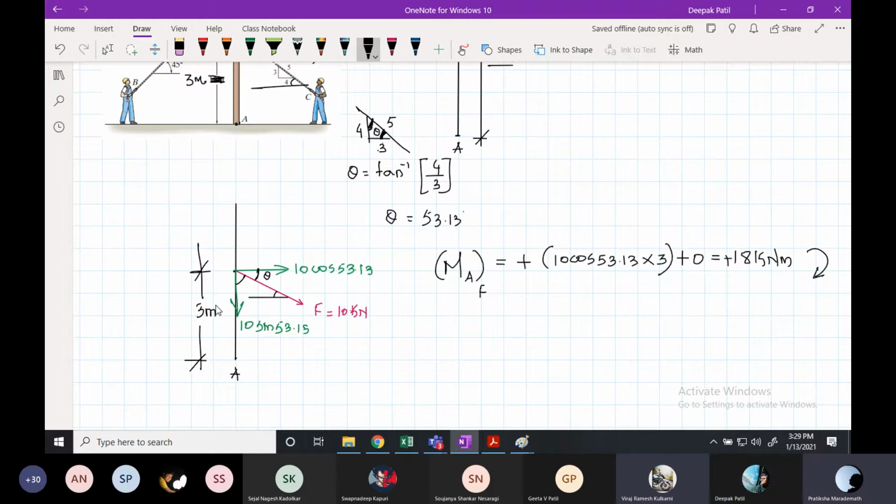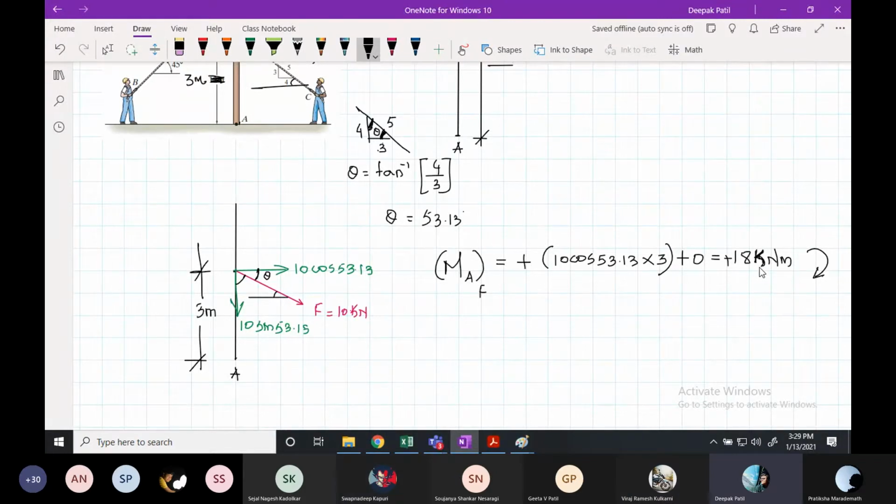Yes, sir. Sir, can I ask? Yes. Sir, I've done in calculator 10 into cos 53.13 into 3. It is coming just 18 Newton. Yeah, 18 kilonewton meter. That only I have written. So then kilo is not there, sir. Oh, yes, sir. It was written like this, kilonewton meter. Is that okay? Yes, sir.